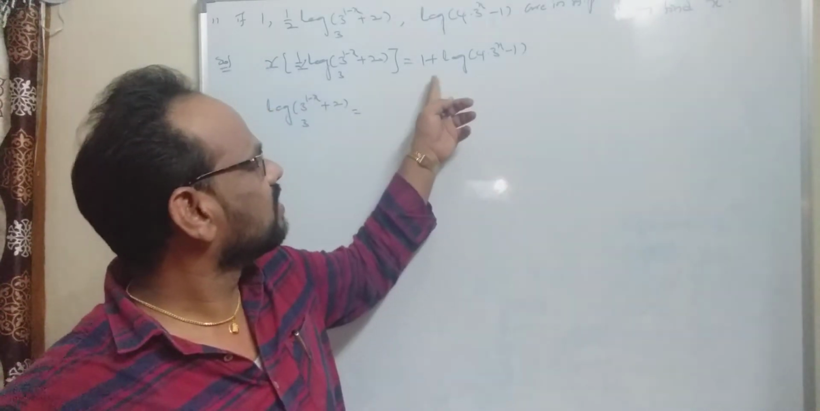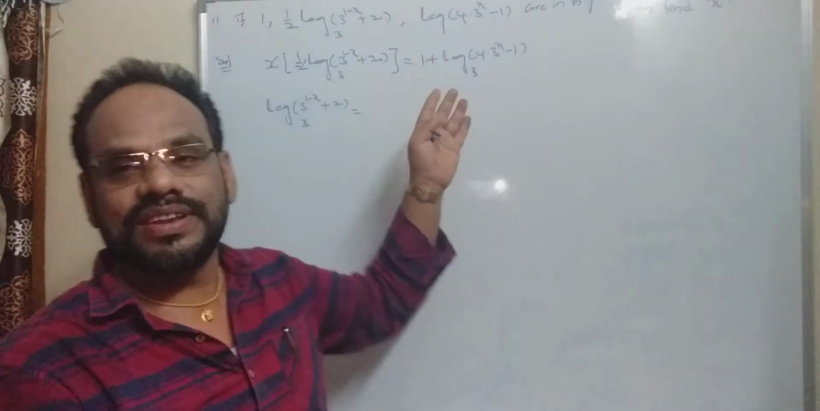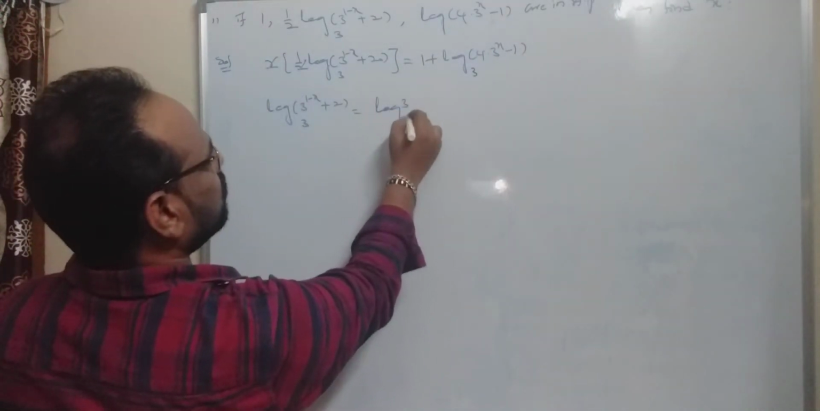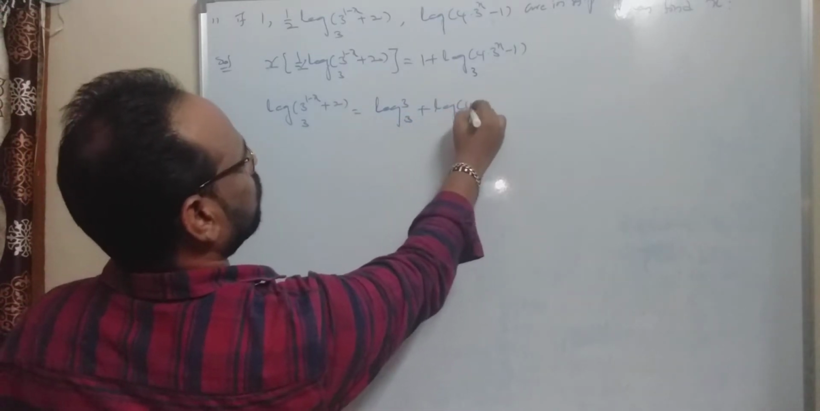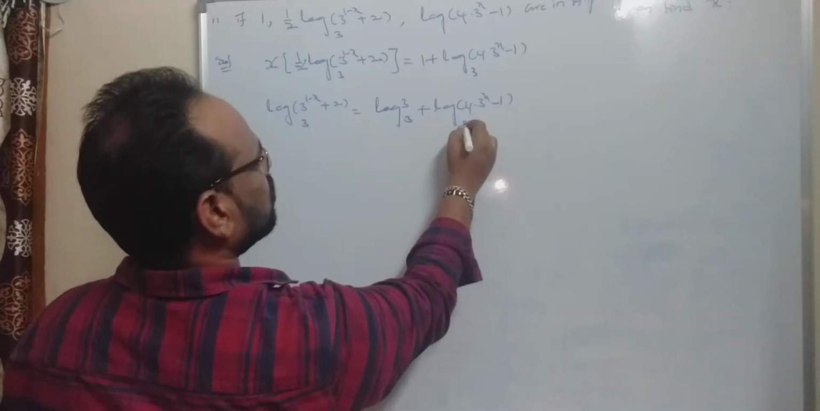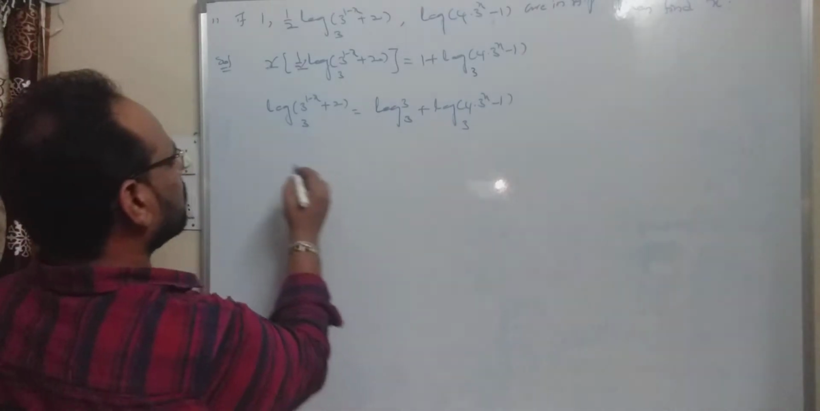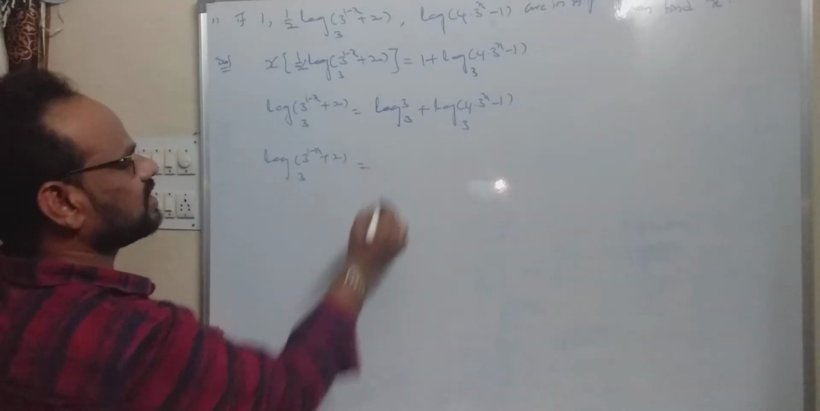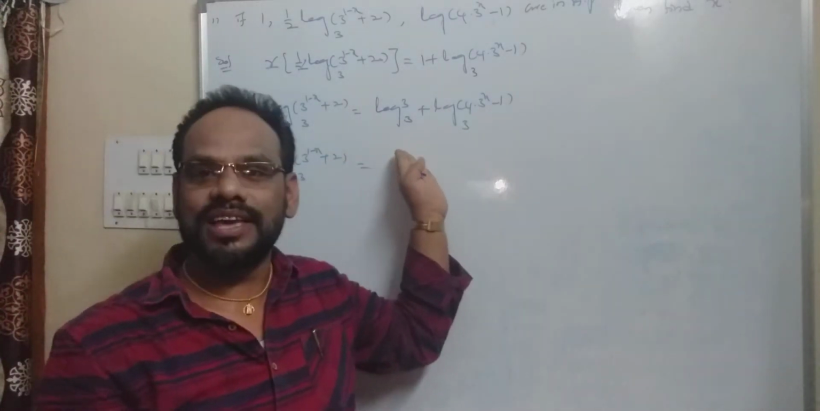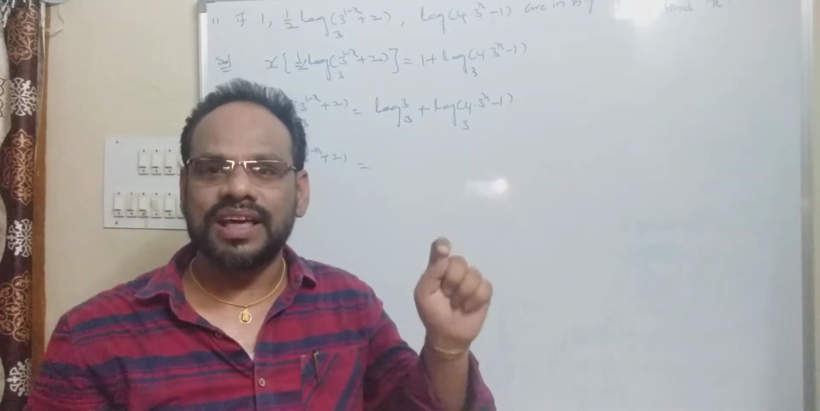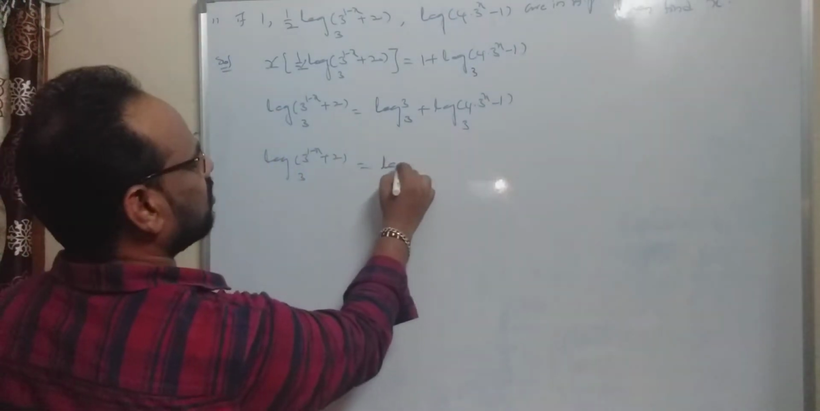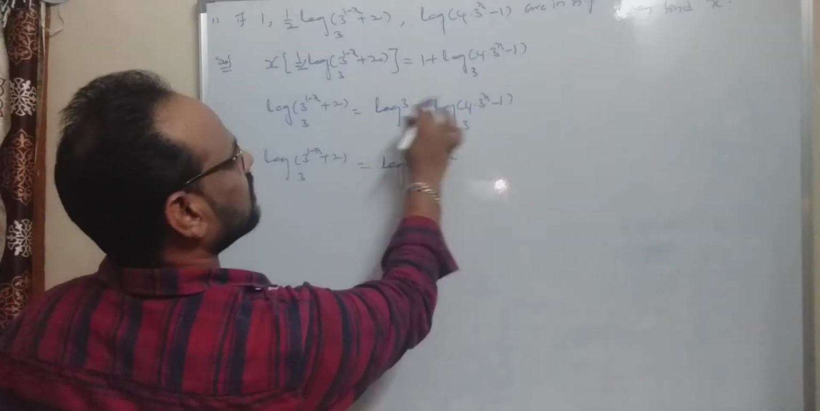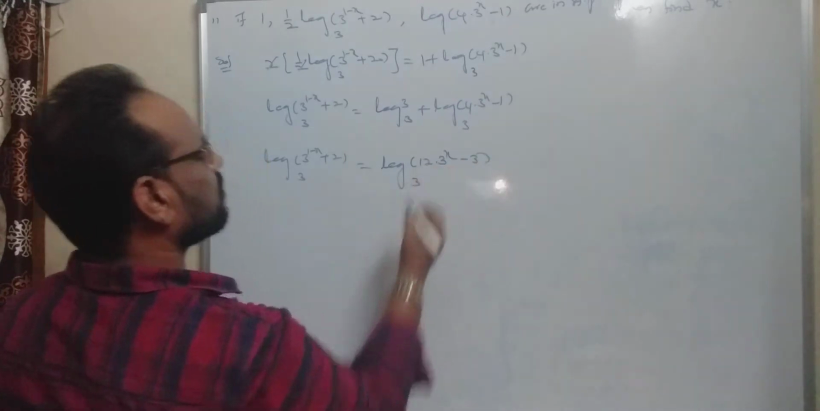For our convenience, 1 can be written as log 3 to the base 3, since the base is 3. So here log 3 to the base 3 plus log of (4 times 3 power x minus 1) to the base 3. Observe this pattern, log a plus log b is nothing but log ab. That means log of 3 into (4 times 3 power x minus 1) to the base 3.